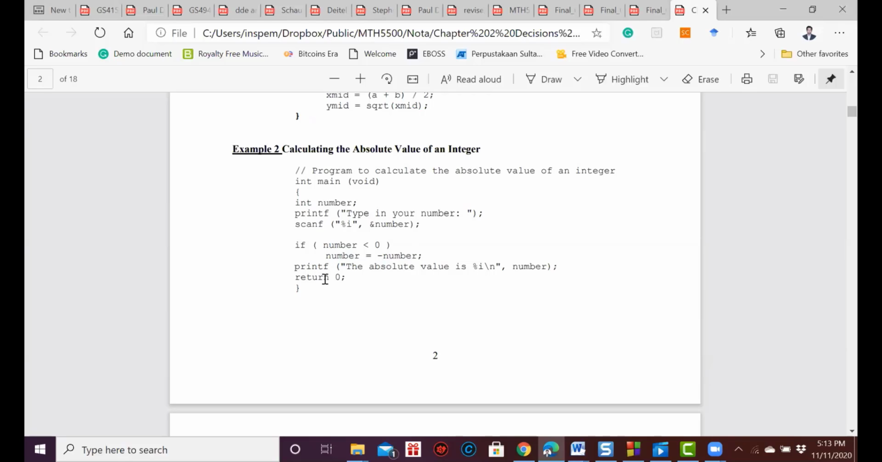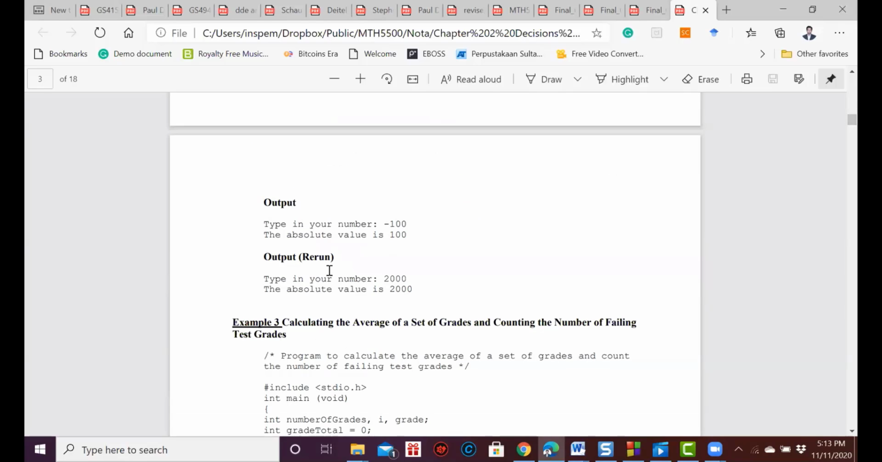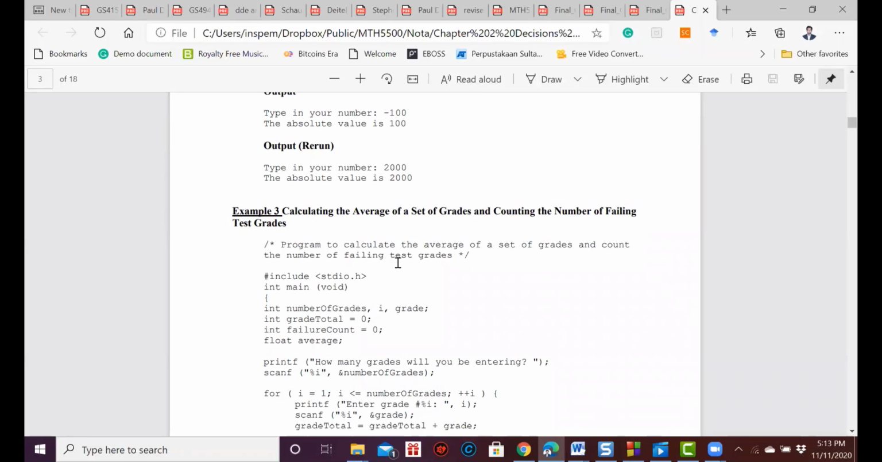Okay, now finish. And then this is an example. Type your number, minus 100. So the absolute value is 100. Another example, 2,000. So the absolute value is 2,000 also. The important thing here is that if the input is negative, the output becomes positive. Okay, now finish, straightforward.